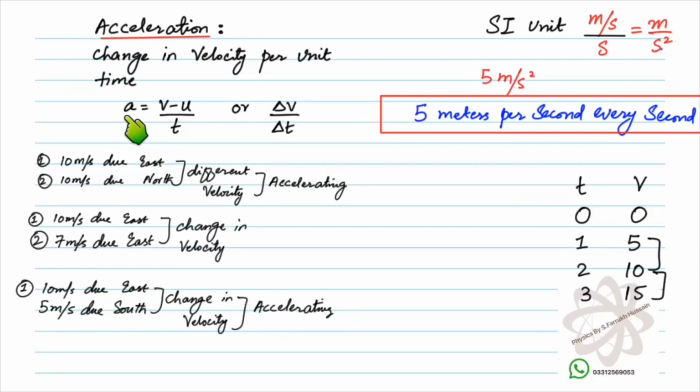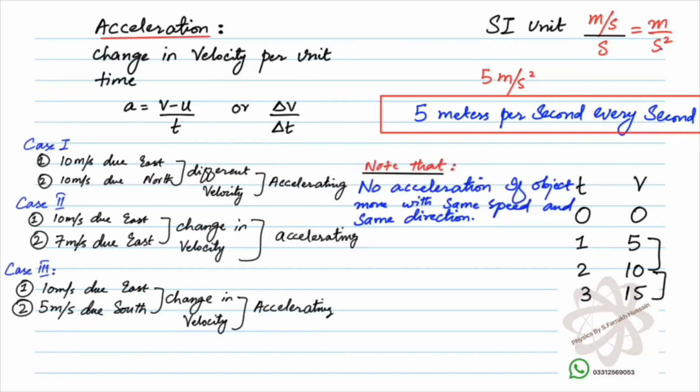And now we are moving on to note that acceleration of an object, if the object moves with the same speed and same direction, there will be no acceleration. But if the object has the same speed but different directions, then there will be acceleration. Now we are moving on to VT graphs.